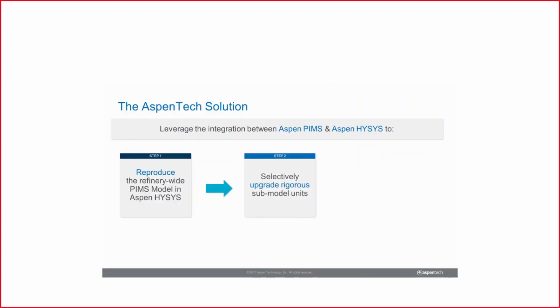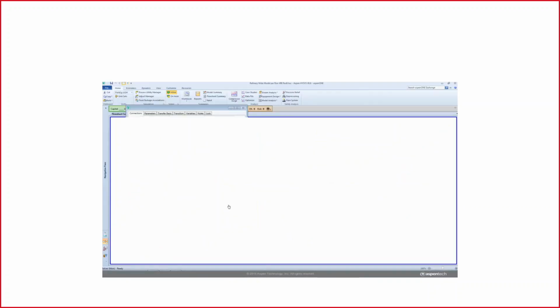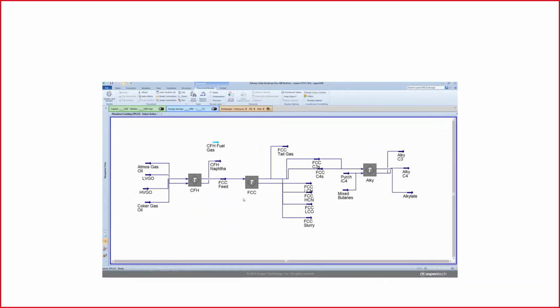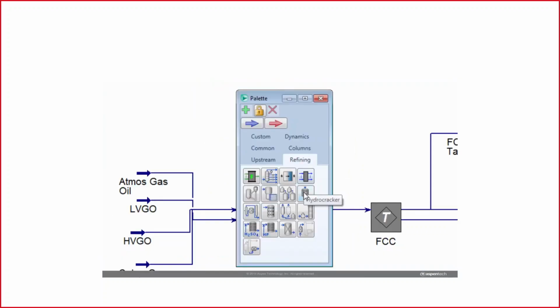Step 2 is to selectively upgrade specific shortcut submodel units to rigorous models. Doing this will enhance the accuracy of the refinery-wide model. This gives users the flexibility to prioritize and select unit models that can be converted to rigorous models and to have control over the level of rigor. With V8.8 of Aspen HYSYS, a complete set of rigorous reactor models are available.